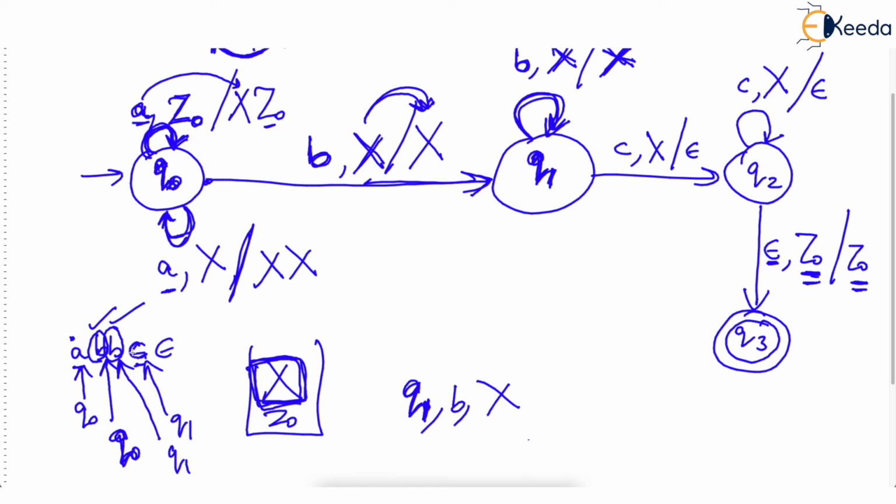Now in Q1, we are reading a C. If we read a C in Q1, then top is X. That's right. That means we are having some A stored on the stack, and it's time to pop that X. We want to remove that X. We want to pop that and move to Q2 state. We are into Q2 state now, which will take care of any other C's that we have.